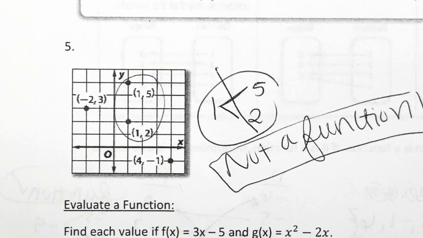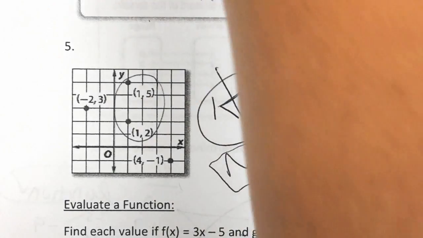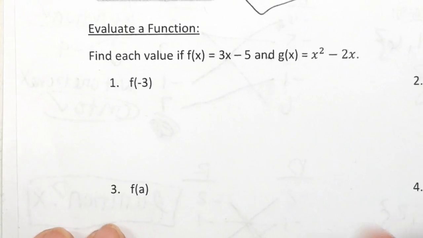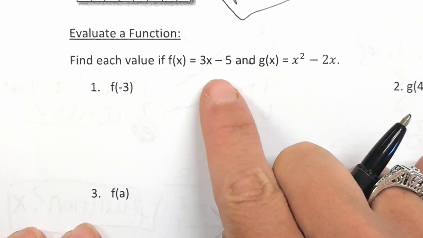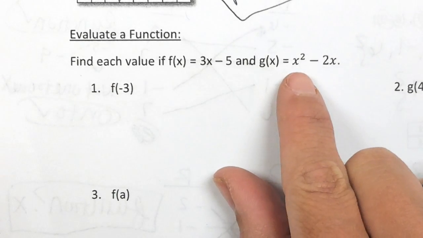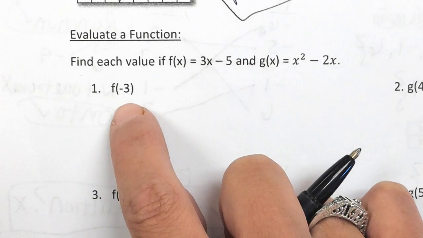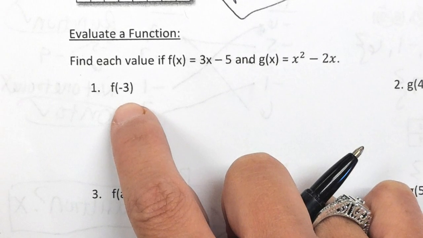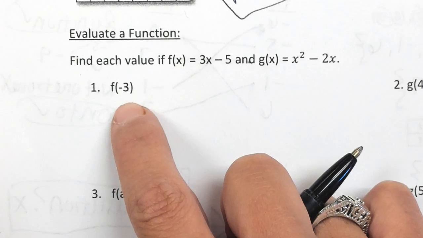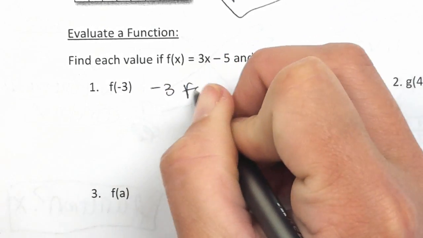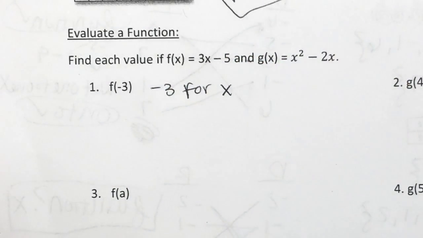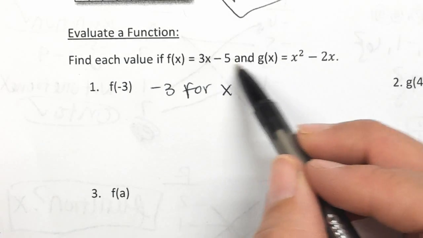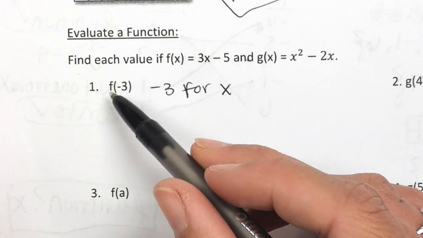Okay. Alright, next one. Evaluate a function. Y'all know how to do this, so this is just going to be a little bit of review. When it says find each value if f of x equals 3x minus 5, g of x equals x squared minus 2x, and it gives us f of -3, what is it really asking us to do? Plug in the -3 for x. And which equation? F of x, good, because it has an f in the original.